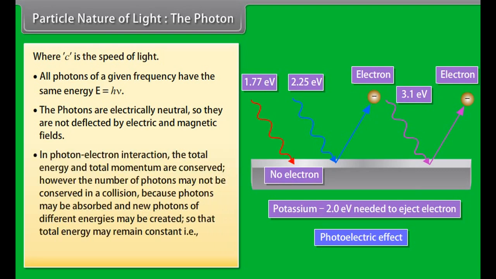In photon-electron interaction, the total energy and total momentum are conserved. However, the number of photons may not be conserved in a collision because photons may be absorbed and new photons of different energies may be created, so that total energy may remain constant, that is h nu equals h nu 1 plus h nu 2. Wave nature of matter.